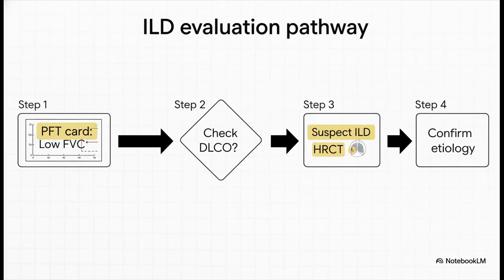Let's quickly recap the diagnostic pathway. Identify restriction on PFTs with an FVC under 80%. Check the DLCO. Normal means chest wall, low means lung parenchyma. Suspect ILD and immediately order a high-resolution CT to spot the fibrosis. Finally, confirm the specific etiology using their exposure history, a bronchoalveolar lavage, or a biopsy. That logic will seamlessly drive your targeted management.